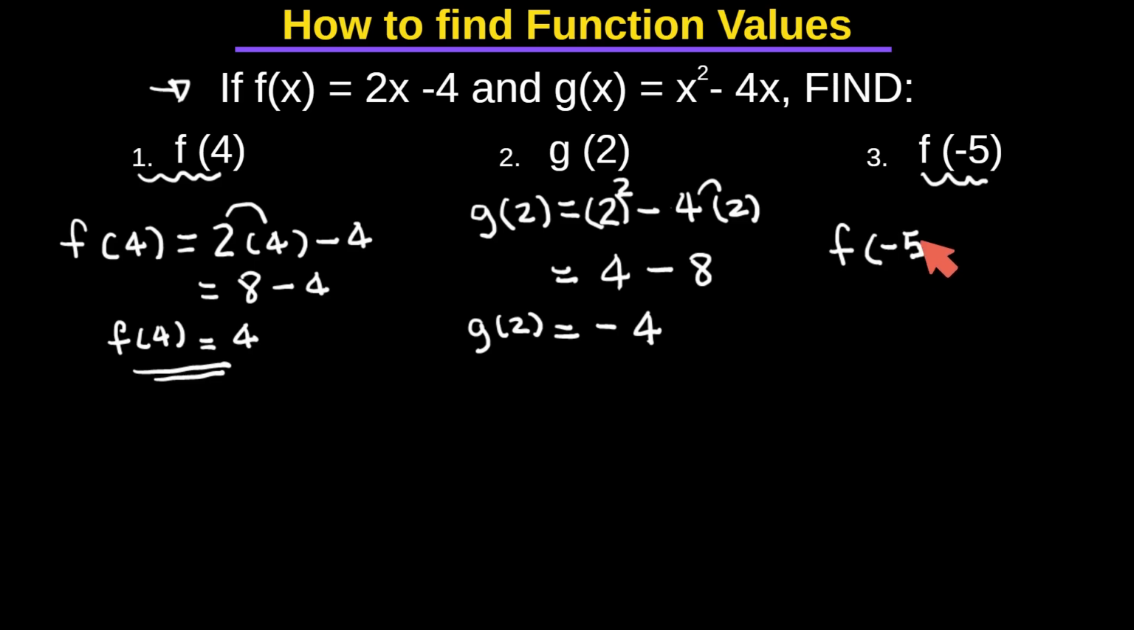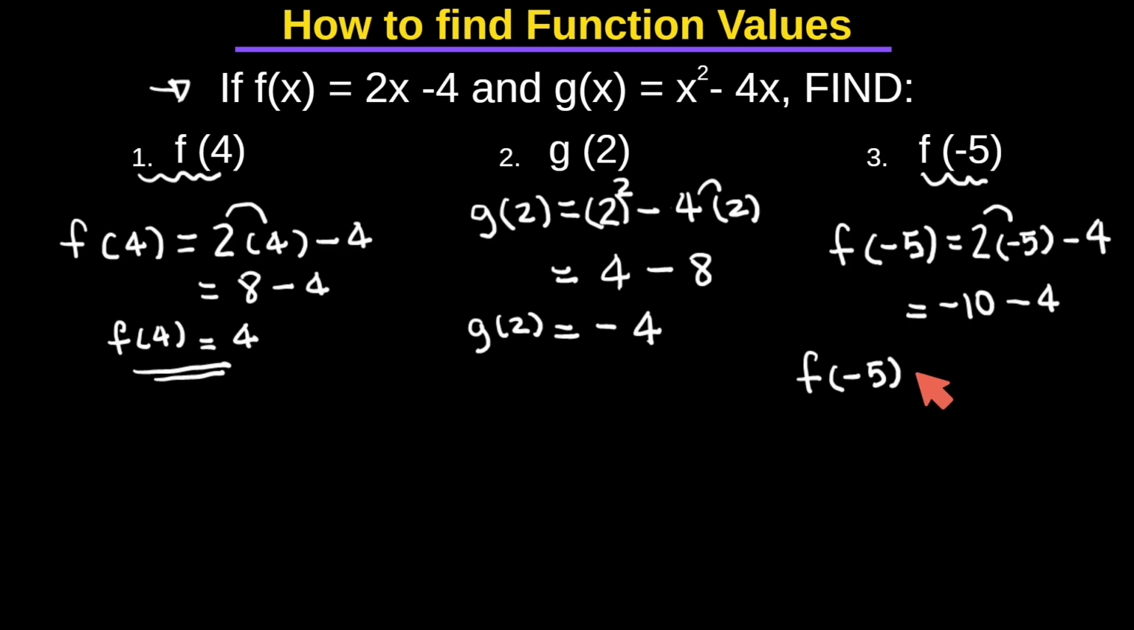Now, let's look at problem number 3. We're going to substitute the variable x for negative 5. So let's rewrite negative 5 wherever we see the variable x. Next, we're going to distribute 2 to negative 5, and that will give us negative 10 minus 4. And whenever we add two negatives, we're basically adding. So negative 4 plus negative 10 will give us negative 14.